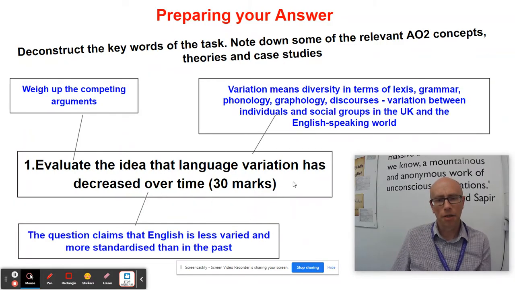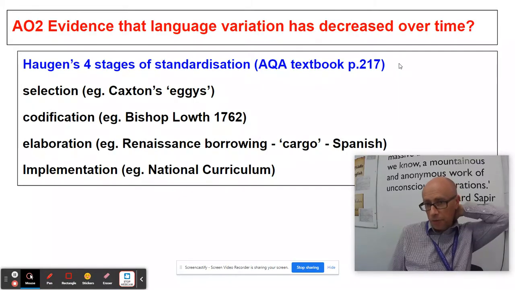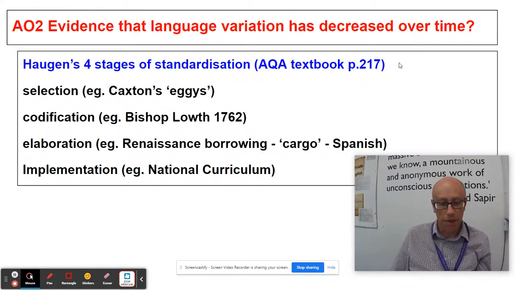And we've got this contention that language variation has decreased over time. So the claim being made here is that English is less varied and more standardized than it was in the past. So, evidence that language variation has decreased over time. You need to be writing in the margin of the exam paper, well, what can I think of that I've studied in the booklets or in my textbook that's going to be relevant to this? What evidence can I think of that language variation has decreased over time and it's become more standardized?